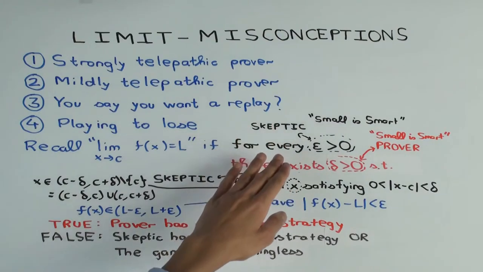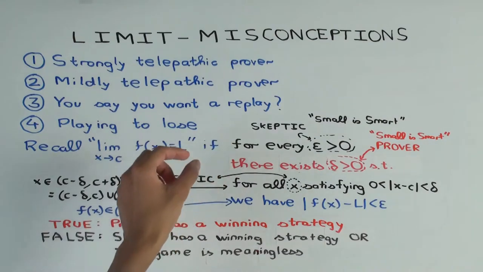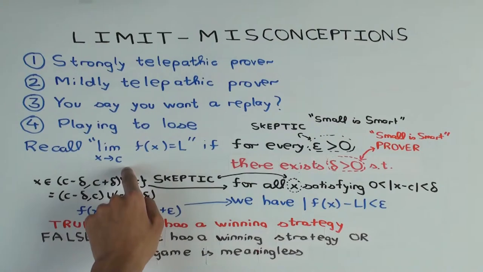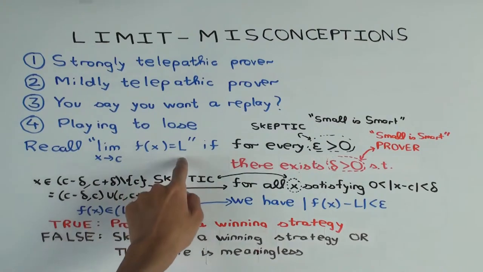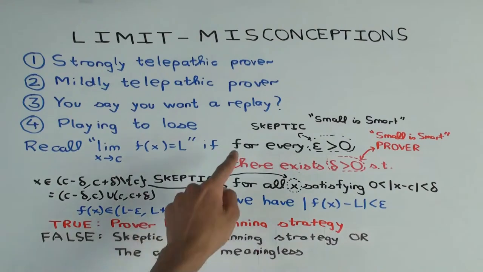What is the skeptic trying to challenge the prover into doing by picking the epsilon? The skeptic is trying to challenge the prover into trapping the function close to L when x is close to c. And the way the skeptic specifies what is meant by close to L is by the choice of epsilon. So when picking the epsilon, the skeptic is effectively picking this interval, L minus epsilon to L plus epsilon.